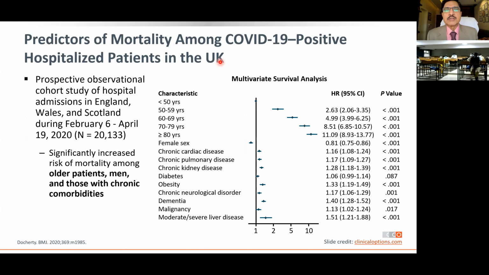Now, predictors of mortality. Which are the people who are going to die? You see here, less than 50 years, they are surviving. 50 to 59, 60 to 69, 70 to 79, more than 80. Always much better in the younger age than the older age. Look at the females. They are way less than 1. If 1 is the average mortality, female sex is doing better compared to male sex. Then chronic cardiac disease, pulmonary disease, kidney disease, diabetes, obesity, neurological disorder, dementia, malignancy, severe liver disease. Among all, the best predictor is the age in terms of negative outcome and the gender in terms of positive outcome.